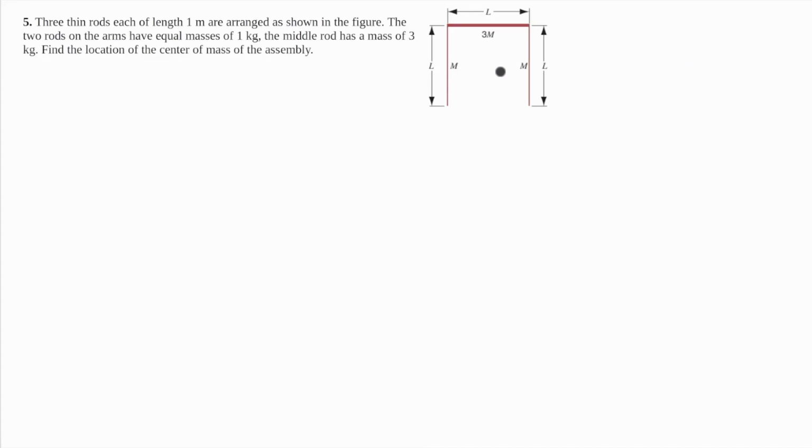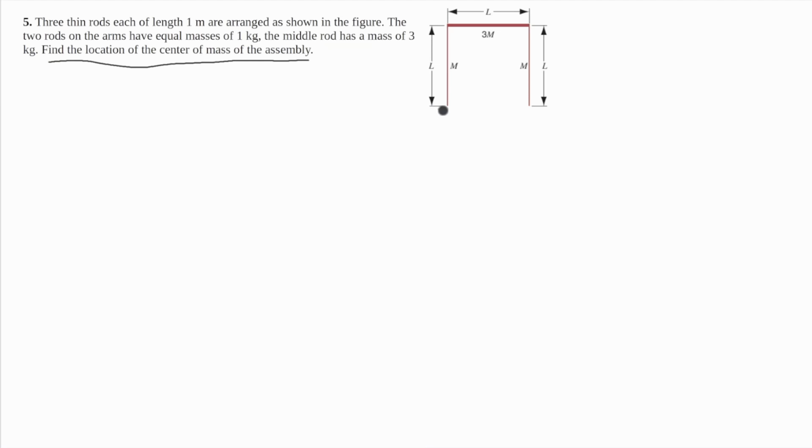Here's number 5. We have this picture that shows there are two rods of mass m and height L, and in between them, there's one rod with a mass of 3m and a length of L. And we need to find the location of the center of mass of the assembly.